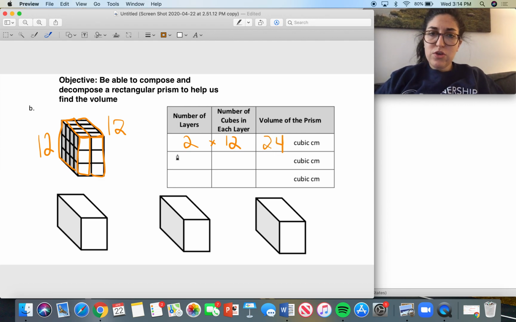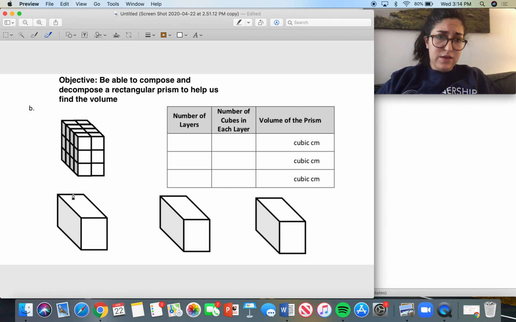And so what you can do is actually, and I'm going to show you down here, you can take this and say, I'm going to break this apart. We're assuming it's the same thing. There's 12 on this side. There's also going to be 12 on this side. Number of layers, I have 2 layers. Number of cubes in each layer, 12. And I'm going to multiply them.